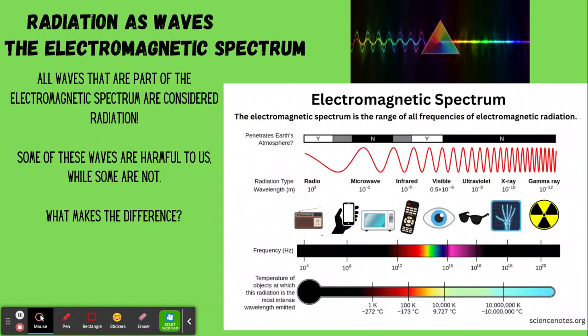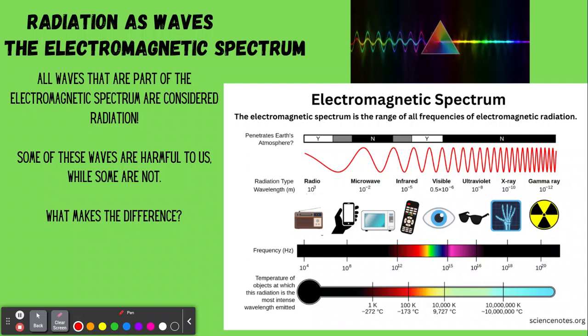Okay, so now, radiation as waves. So radiation can be particles, but it can also be considered waves. So the electromagnetic spectrum is the diagram or the chart that we use to describe all of the radiation that we experience that comes from waves. Some of these waves are harmful to us and some of them are not.